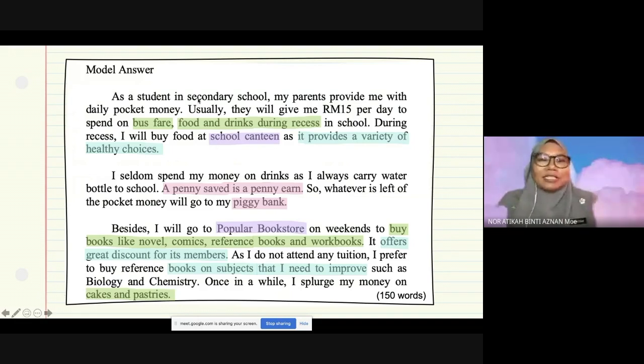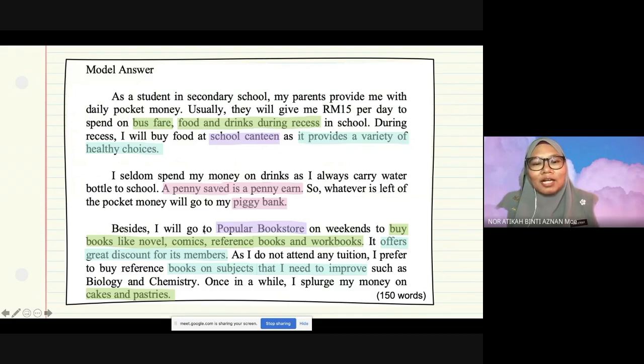As a student in secondary school, my parents provide me with daily pocket money. Usually, they will give me RM15 per day to spend on bus fare, food, and drinks during recess in school. During recess, I will buy food at school canteen as it provides a variety of healthy choices. I seldom spend my money on drinks as I always carry a water bottle to school. A penny saved is a penny earned. So whatever is left of the pocket money will go to my piggy bank.